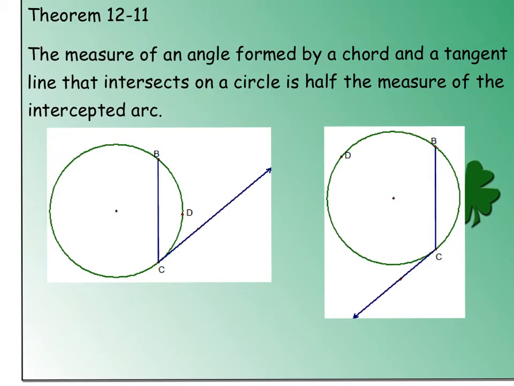Our last property for this section takes a look at the relationship between a chord and a tangent and their angle formed. This property says if we take a look at the chord and the intercepted arc, again we're going to take the measure of the intercepted arc and divide by 2 to find the measure of our angle. Same thing holds true in the second diagram, but we're dealing with a major arc, more than half the circle, and we're going to divide by 2 to get the measure of our angle.